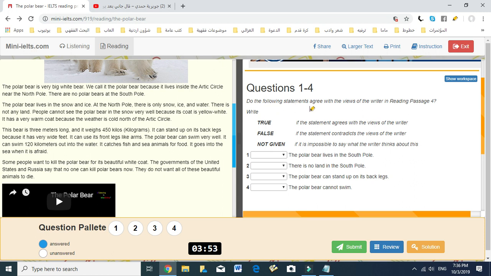Look, questions 1 to 4. Do the following statements agree with the views of the writer in the reading passage? Write true if the statement agrees. If it agrees, I will write true. If it doesn't agree, I will write false. Not only not agreed, it contradicts. It's the opposite point of view. Or not given if it is impossible to say what the writer thinks about this.